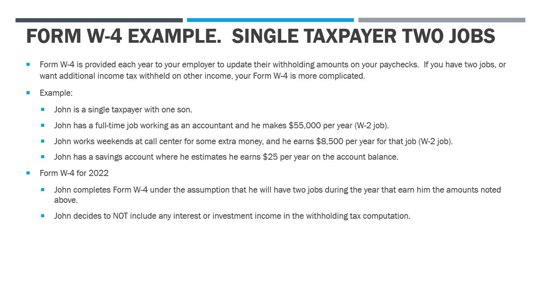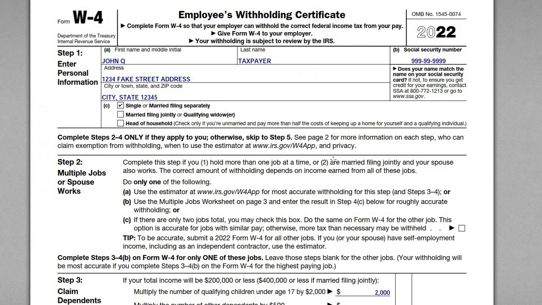So if we jump over to the W-4 again, let's just work through the separate sections and I'll highlight each one. So the top here, step 1, pretty straightforward, right? Name of the taxpayer, address, social security number. Part 1C here, where it asks for filing status, you should answer this based on your anticipated filing status at the end of the year.